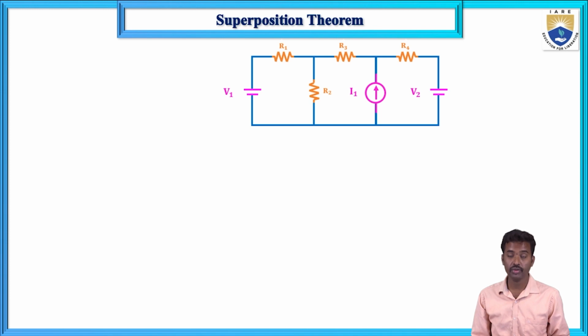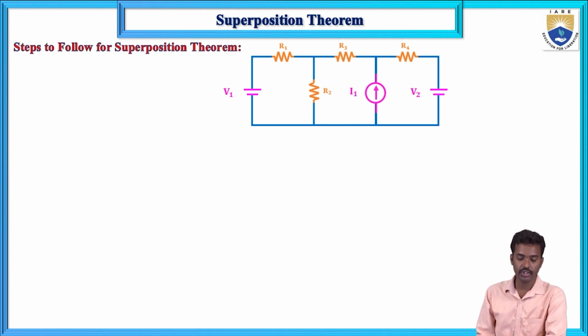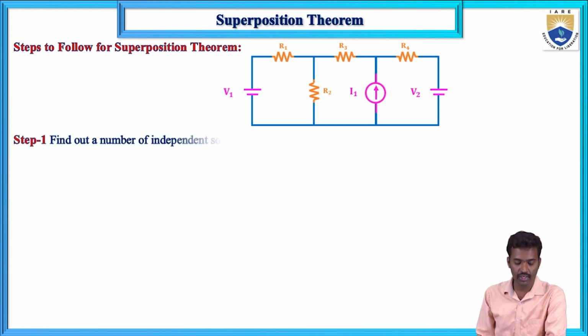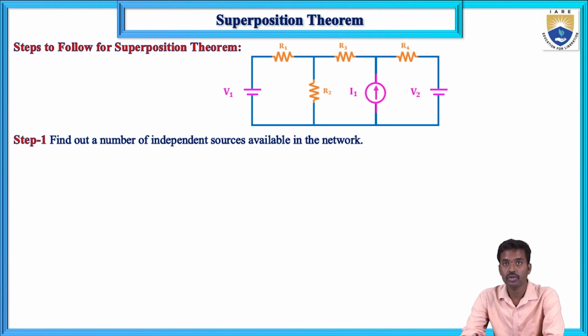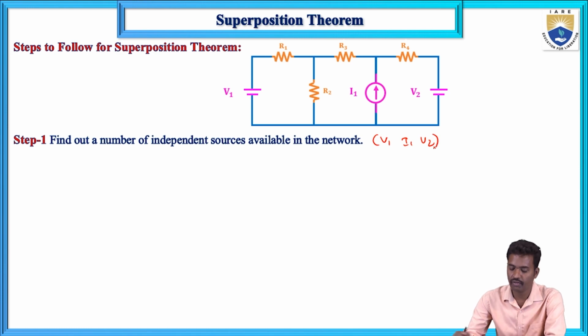First I will give you the steps. What are the steps involved in the superposition theorem? Step 1: first identify the number of individual independent sources available in the network. Here, how many sources? V1, I1 and V2 are available. A total of 3 sources are available.